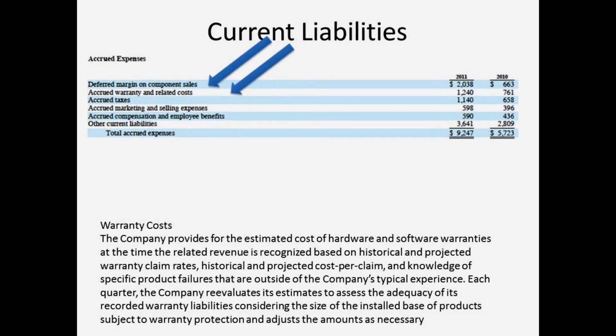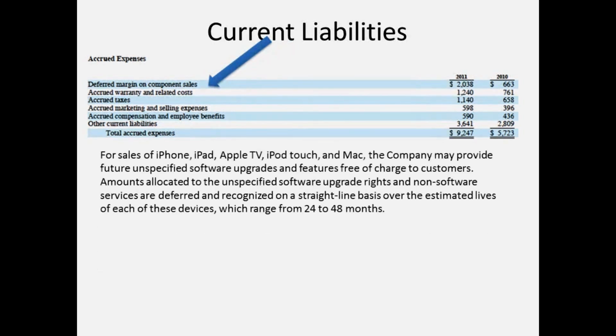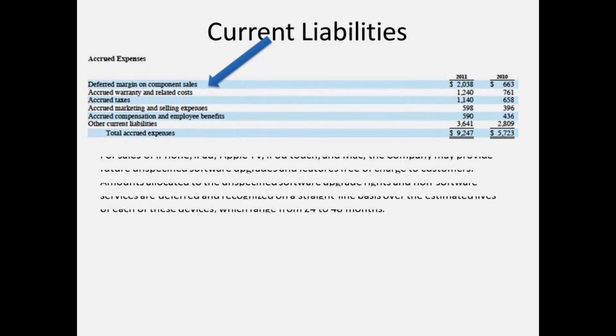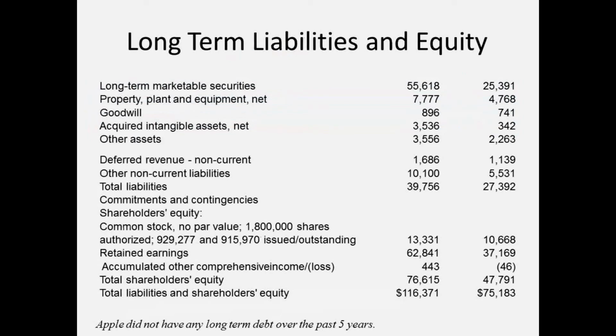Yeah, the deferred margin is they don't know necessarily how much the cost of developing those upgrades are. They're anticipating some cost. Warranty is specifically based on either historical patterns or current projected patterns based on the type of products that they're selling. Okay, what about long-term stuff?